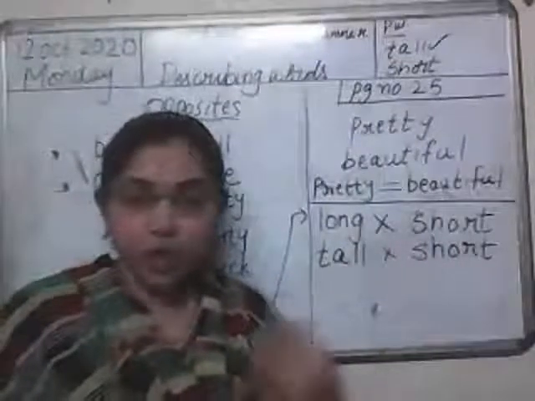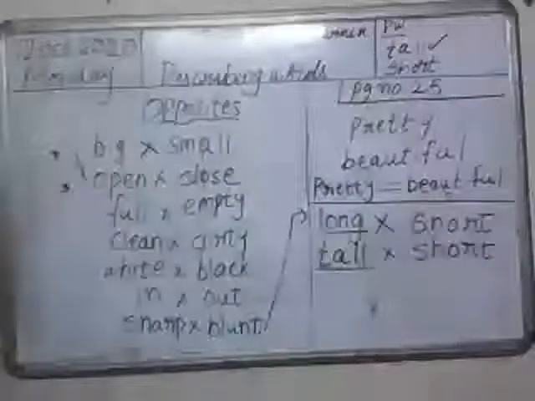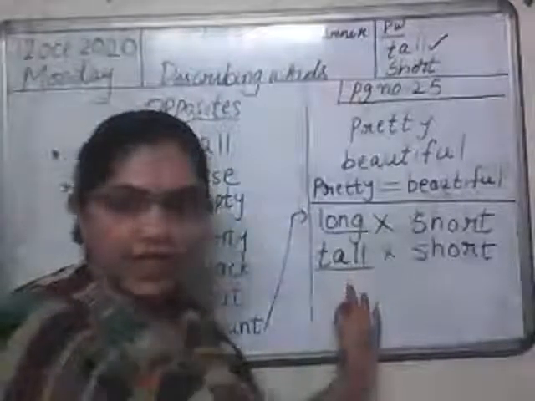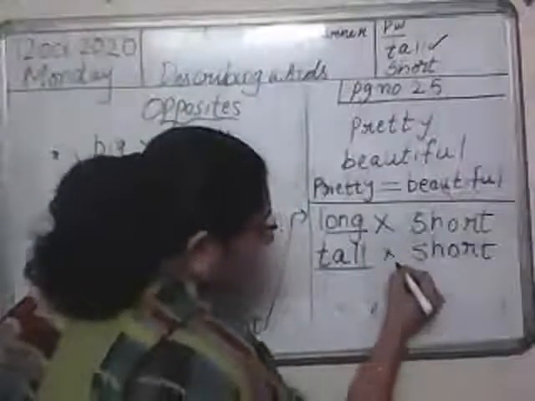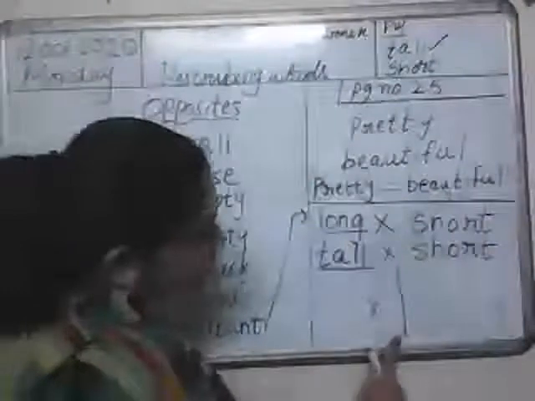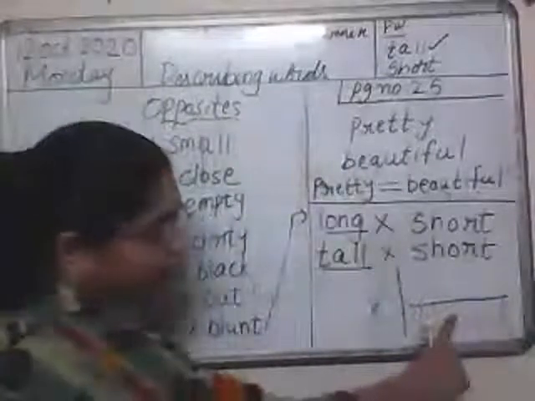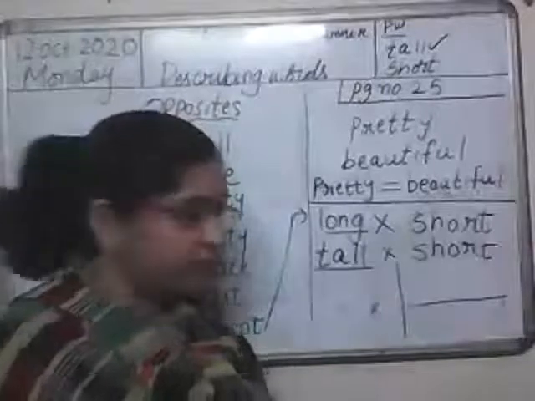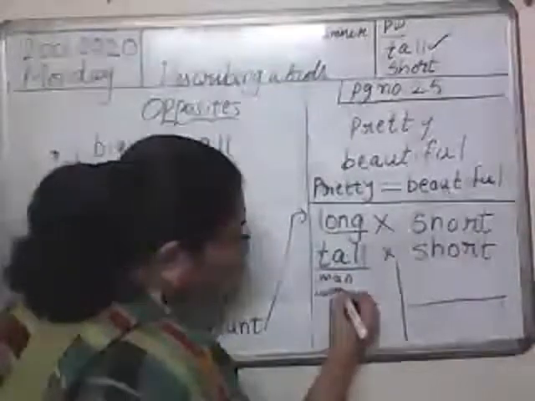Now if you ask me, what is the difference between long and tall, then I can tell you that usually we say something is tall if it is going straight up, a vertical line. If something is going like this, then we say this is long. Because we are human beings, man, woman, we stand like this, so we say tall man, tall woman.